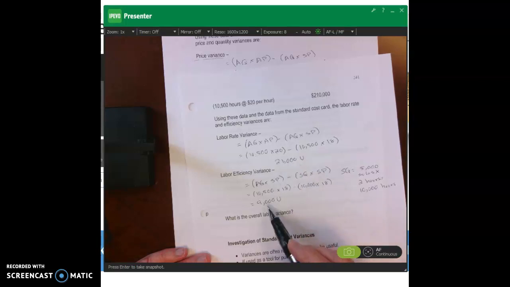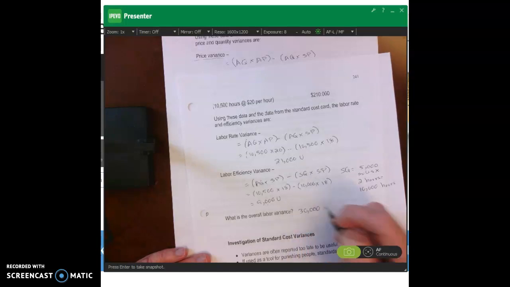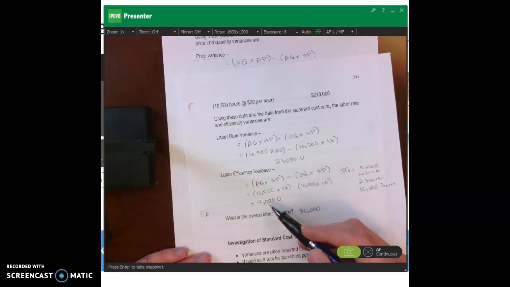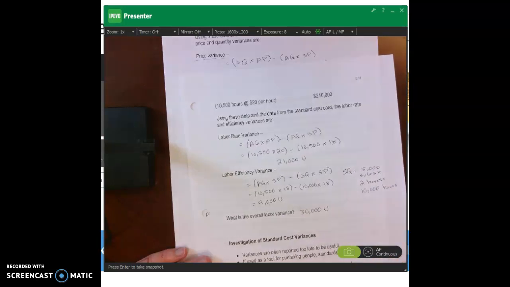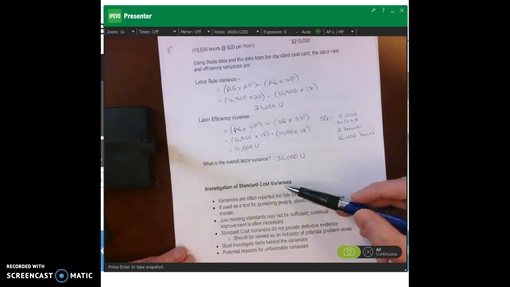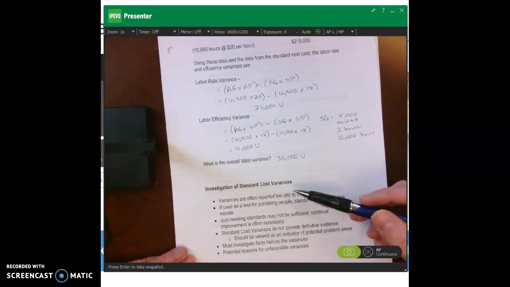Then we can add these two together to get our total labor variance. The 21,000 plus the 9,000 gives me a total of $30,000 unfavorable. Now, I'm going to talk about some more conceptual things regarding standard cost variances, and then we'll do some additional problems.